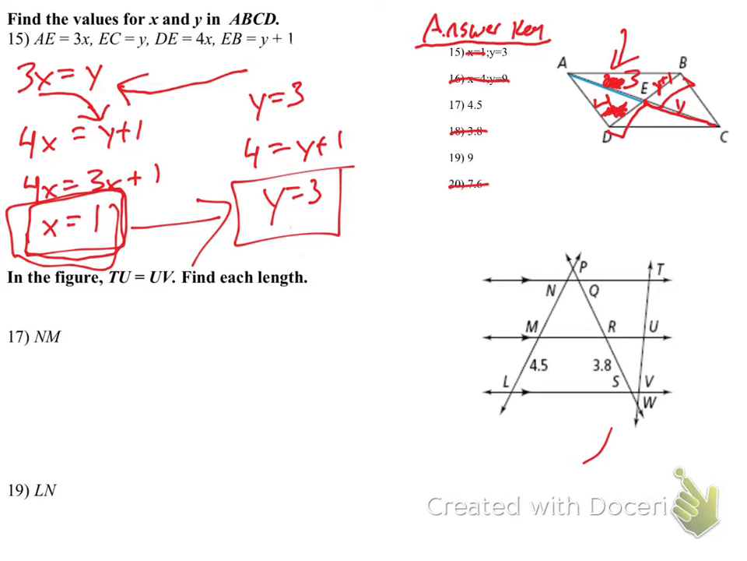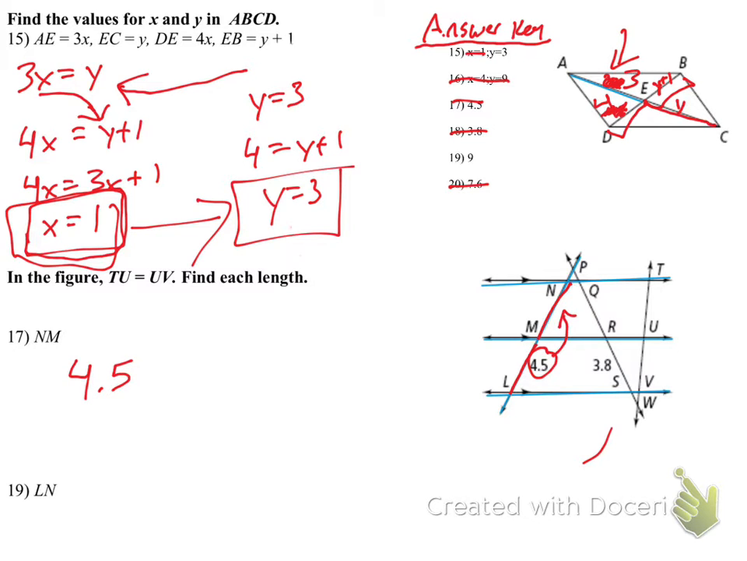All right, for 17, here's the thing for 17. It's for NM. We need to find NM. It's on this line right here, right? And then there are 3 parallel lines. So since those lines are parallel, I can assume that this length is going to be equal to this length. So if this is 4.5, NM is going to be 4.5.